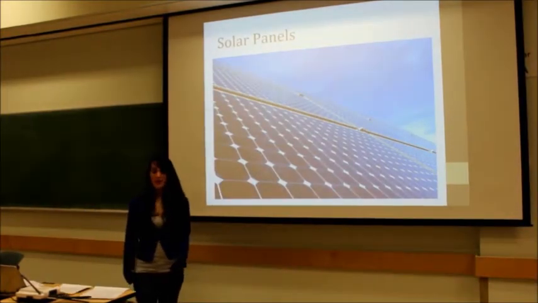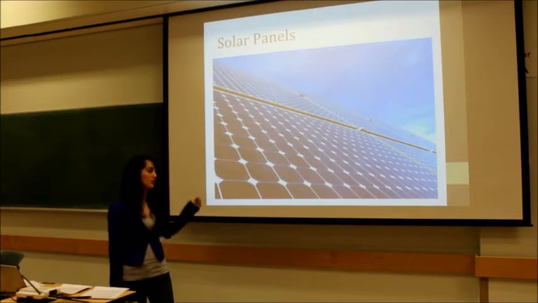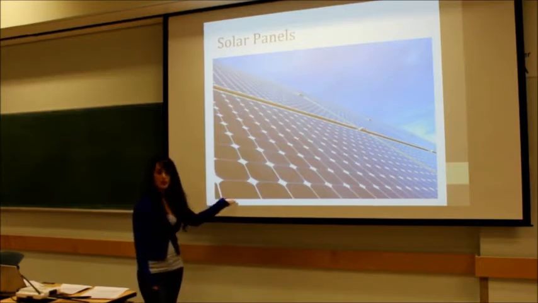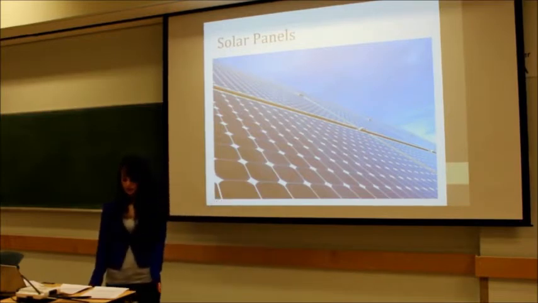Solar panels produce power by collecting sunlight on the surface of a panel, such as the one shown here. Solar panels are composed of semiconductors, usually of silicon alloys, which is what this solar panel is composed of.